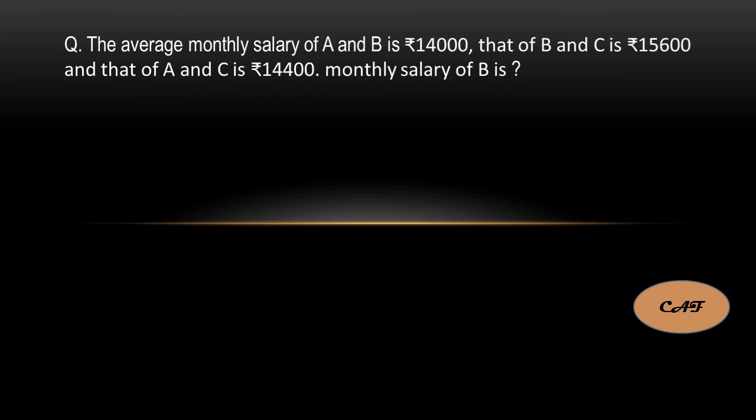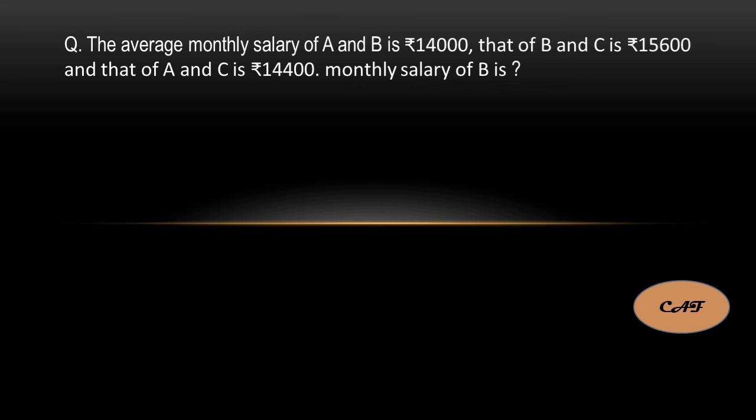Next question. The average monthly salary of A and B is 14,000. That of B and C is 15,600. And that of A and C is 14,400. Monthly salary of B is how much?